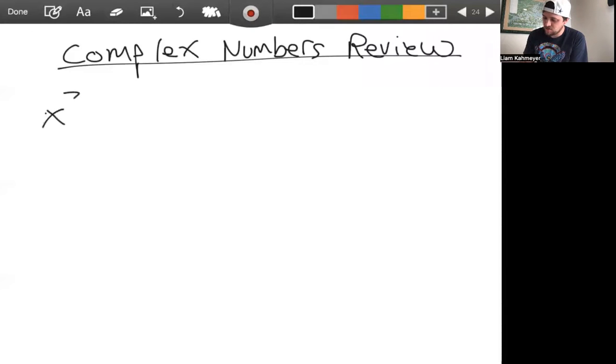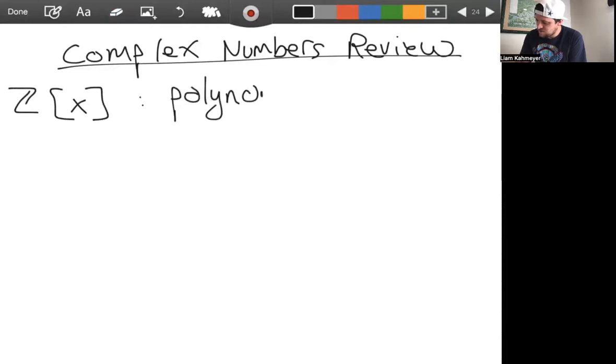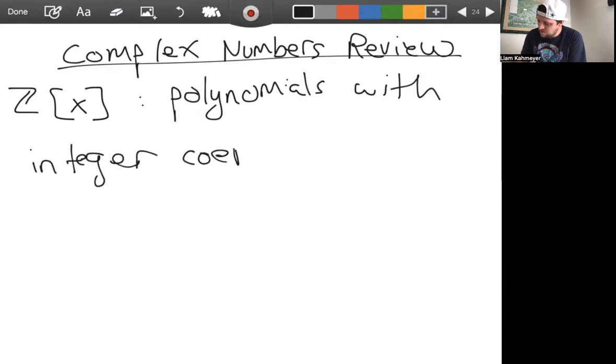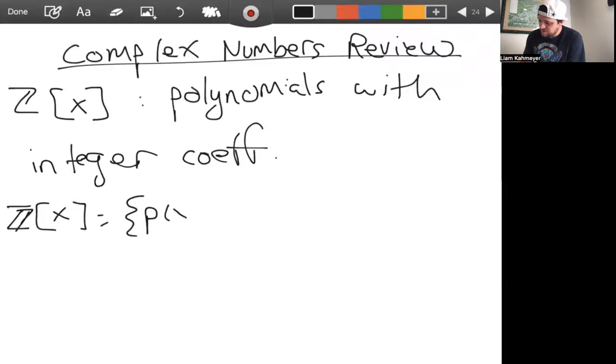So say x squared, you could look at, well, really, it's a field here, but you could look at R of x or even Z of x. These are polynomials with integer coefficients, right? If you'd like to see this as a set, you say Z adjoin x here. This is the set P of x polynomials.